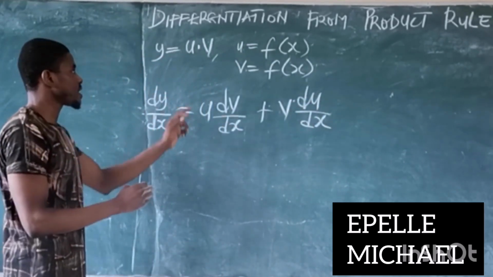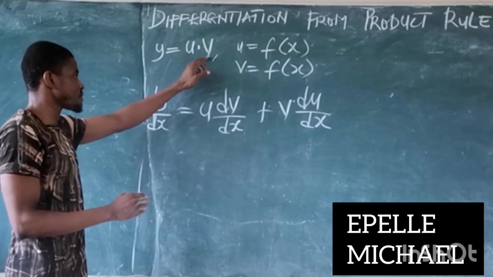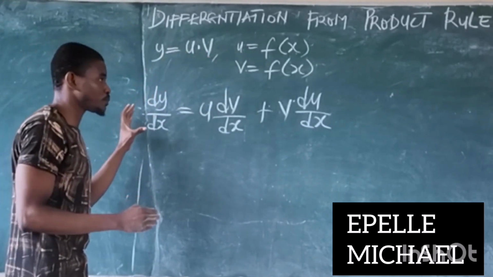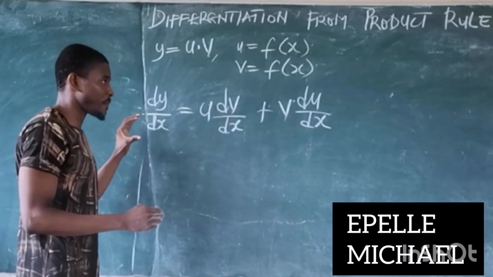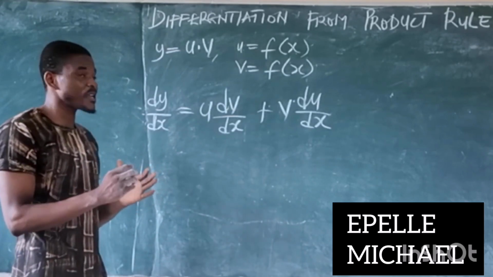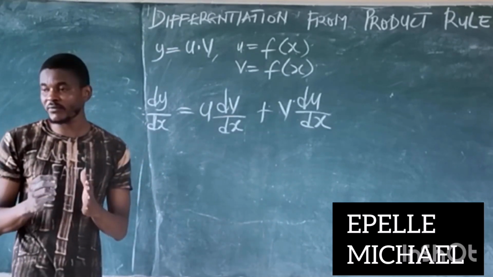So that is the rule. Keep u constant, differentiate v with respect to x, plus keep v constant, differentiate u with respect to x. So this is the product rule. And we're now going to apply this towards solving problems in differentiation. Now let's try the first example and see what we're going to have.